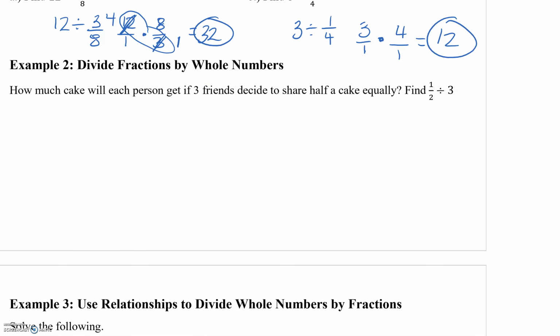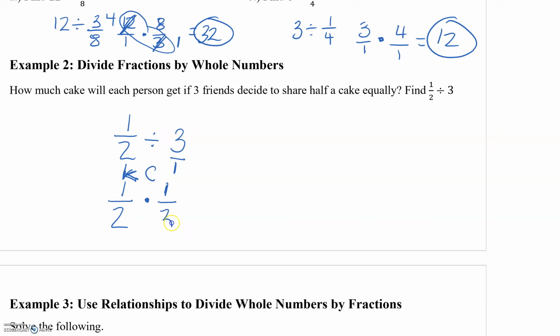So example 2, it says here we're going to divide a fraction by a whole number. How much cake will each person get if 3 friends decide to share half a cake equally? So I have 1/2 divided by 3. I'm going to keep my 1/2, change to multiplication, and then flip. So remember our whole numbers, we put that 1 under it.